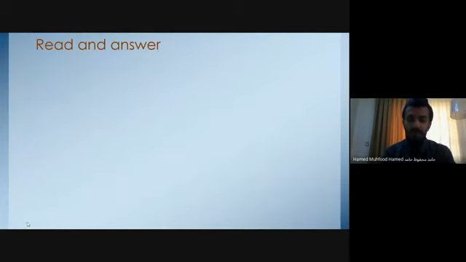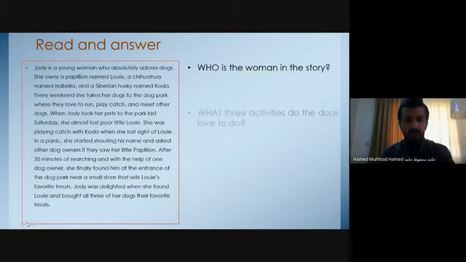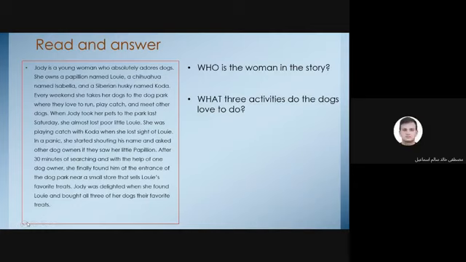So now let us again answer the questions about Judy. So who is the woman in the story? So easy. Who is the woman in the story? Hanan? Judy. Yes. What 3 activities do the dogs love to do? Mustafa? Playing catch and run, play catch, and meet other dogs. Yes, that's right.